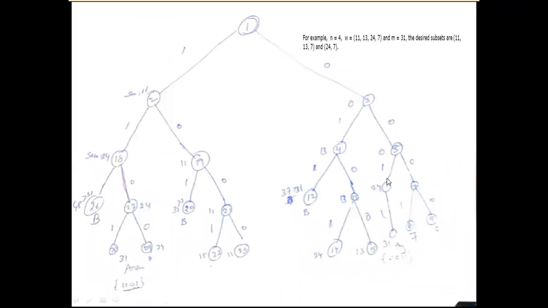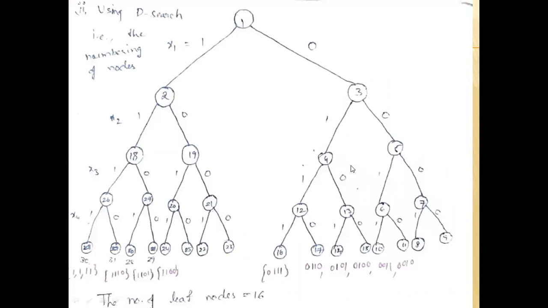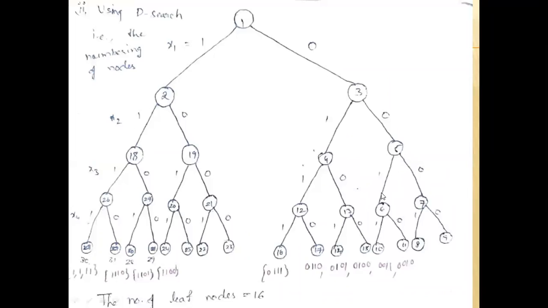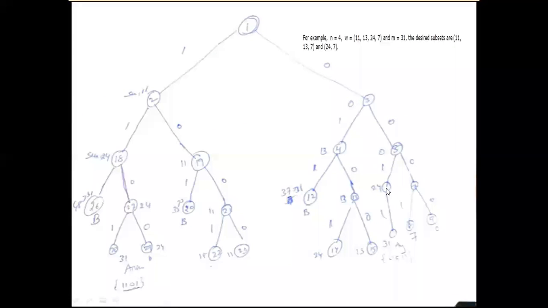The fifth node generates its child, the sixth node. This sixth node represents that the first element is not included in the sum, the second element is not included, and only the third element is included in the sum. So the sixth node represents only the third element included in the sum.